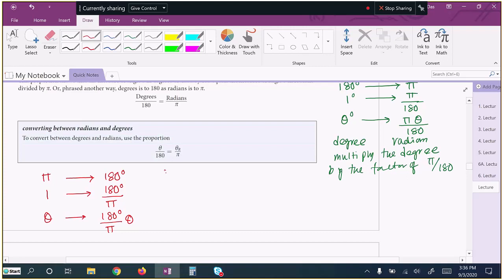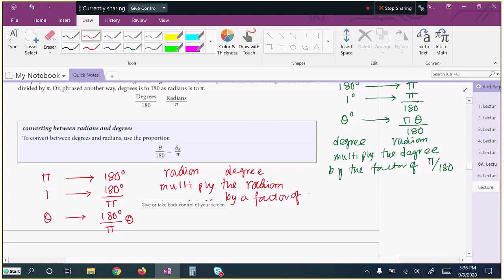So now we say if someone is wanting to change a radian measure to a degree measure, then the process is to multiply the radian measure by a factor of 180 degree over pi.